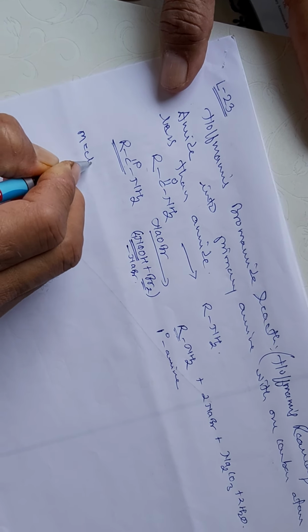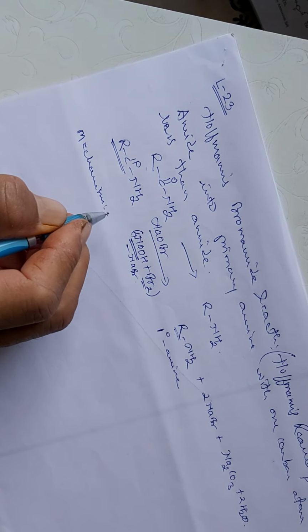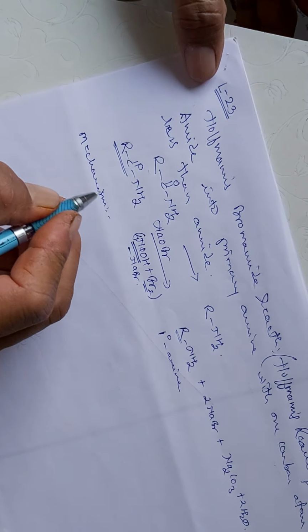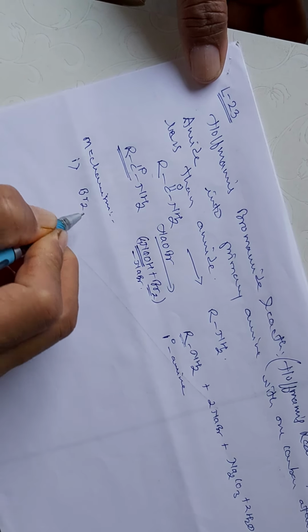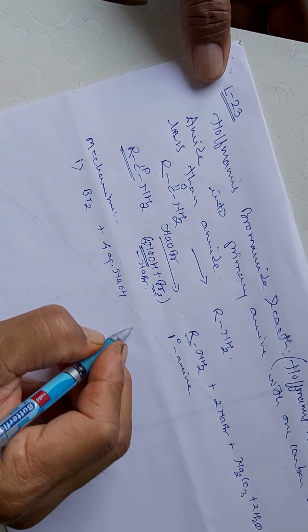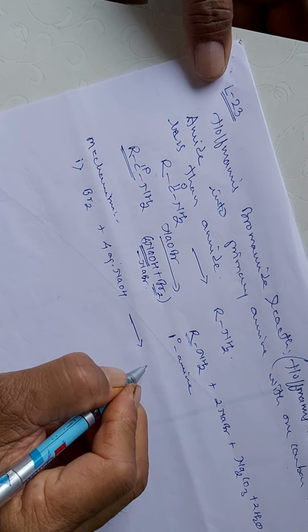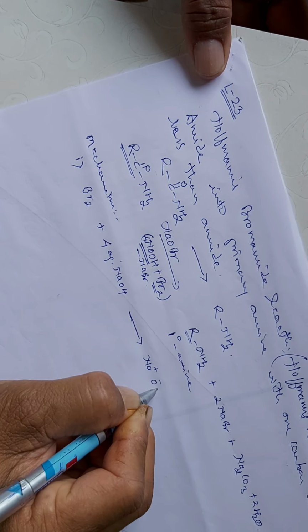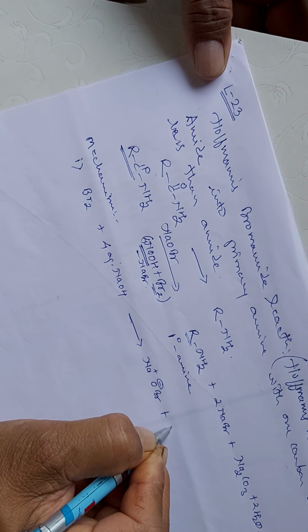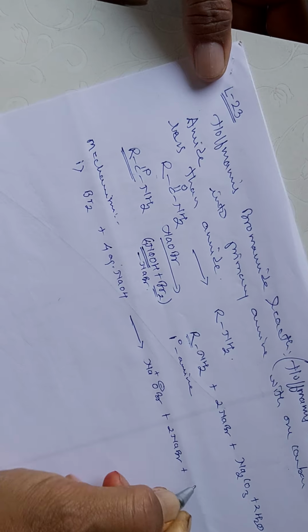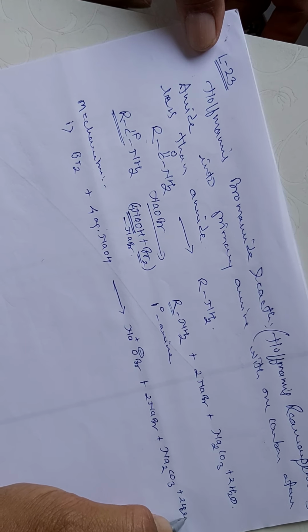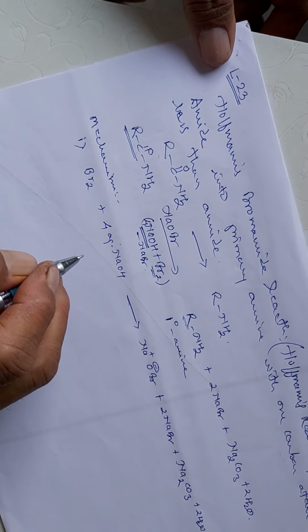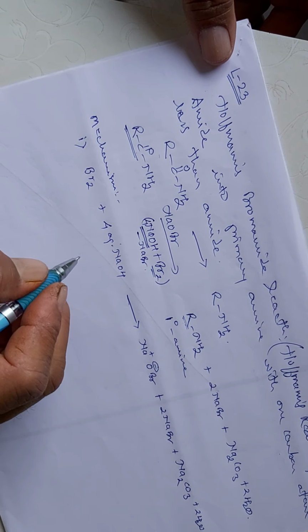Yesterday we were discussing the mechanism of the reaction. In the very first step, the bromine reacts with aqueous NaOH, having four molecules, and here you get the formation of sodium hypobromite plus twice NaBr plus Na2CO3 and plus twice H2O.